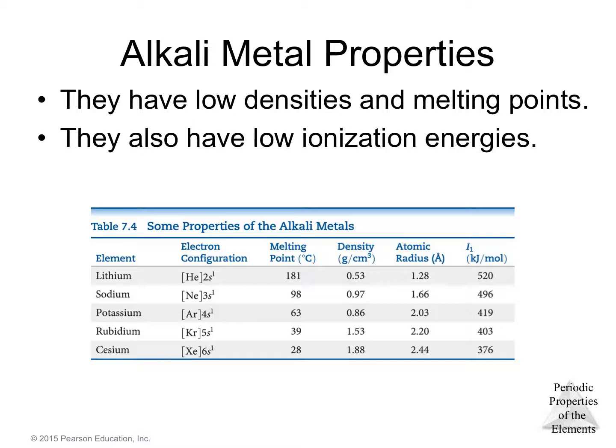A few things to point out about this chart. As you go down the group, you can see that you're adding an energy level each time, as expected. You can see that the atomic radius is getting larger as you add that energy level. And the ionization energy is decreasing, which is what you would expect as you go down a group on the periodic table.